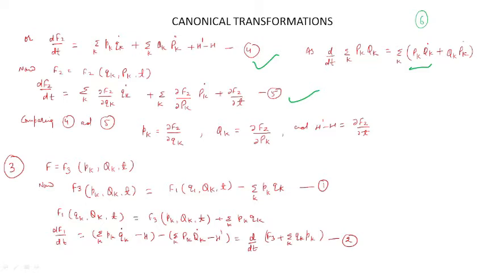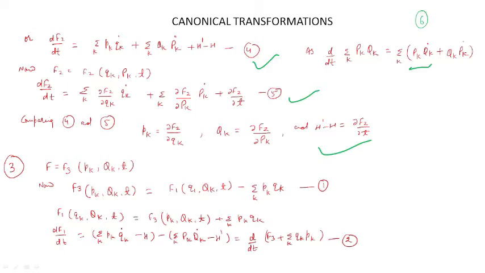Now if we compare equation number 4 and 5, then we can see that small pk is equal to del F2 over del qk, and capital Qk is equal to del F2 over del Pk, and H dash minus H is equal to del F2 over del t.